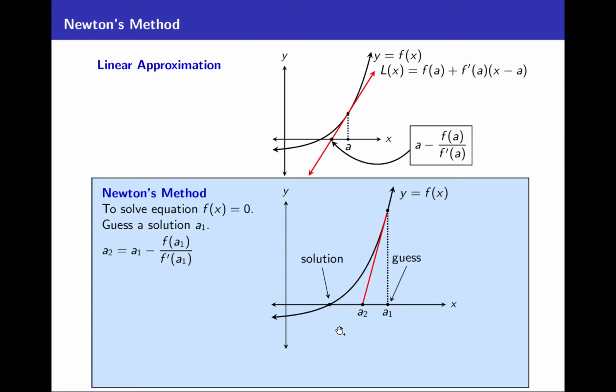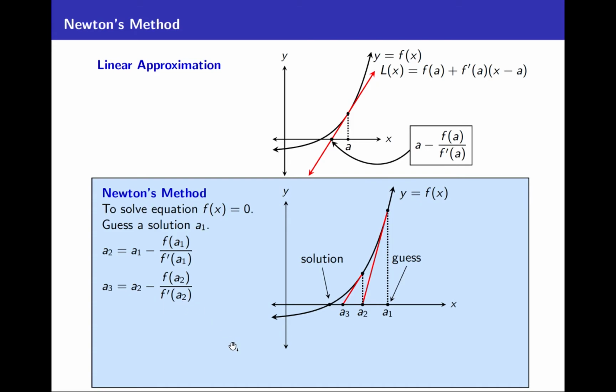What do you do? You apply this exact same process to a sub 2. You look at the linear approximation at a sub 2, and you think about what is its x-intercept. Call that x-intercept a sub 3. How would you get it? Well, it's the linear approximation at a sub 2, so you would plug a sub 2 in for a in this formula. Your a sub 3 would be a sub 2 minus f of a sub 2 over f prime of a sub 2.